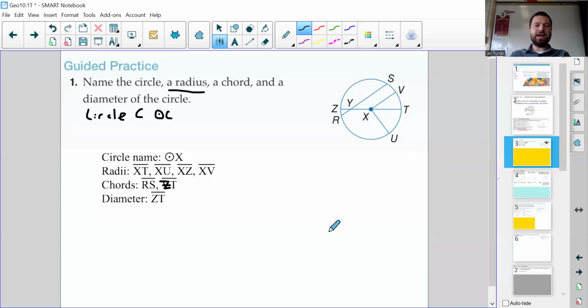I'm not going to write these all out because I got them right here. Plan ahead. So we got circle X, and here's our 4 radii. We got chords RS and ZT, but ZT is also a diameter. Special. It's special. All right. Again, need a little time to write that down. Pause it.